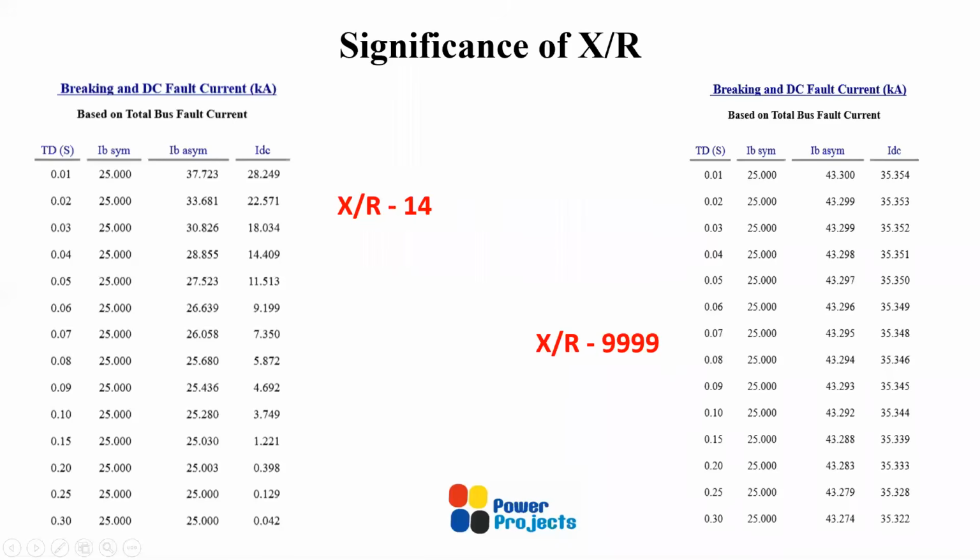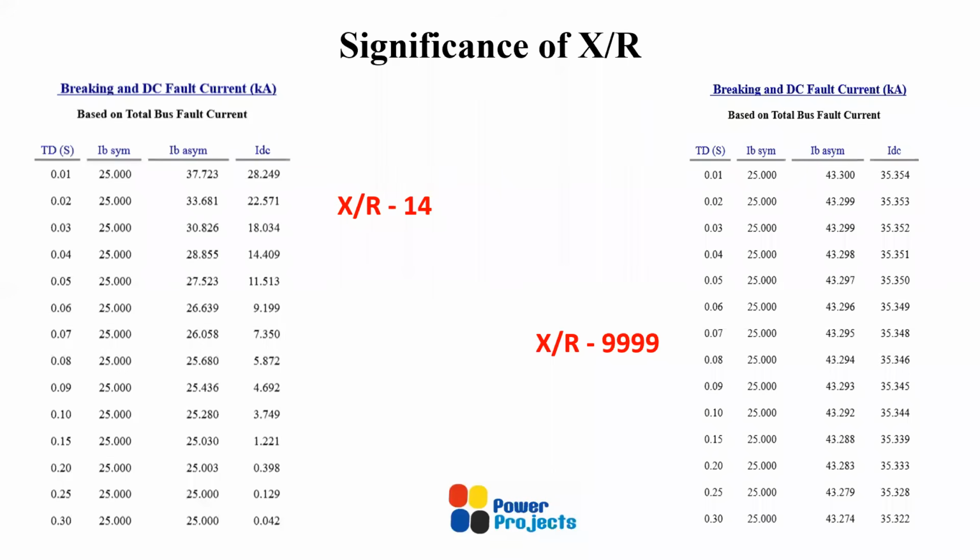The next question, what's the probable highest X by R ratio? In reality, there is no system with zero resistance. There are no superconductors available. So R cannot be 0 and hence X by R cannot be infinite. So then what's the X by R ratio which we can assume for the grids? That depends on the upstream systems.